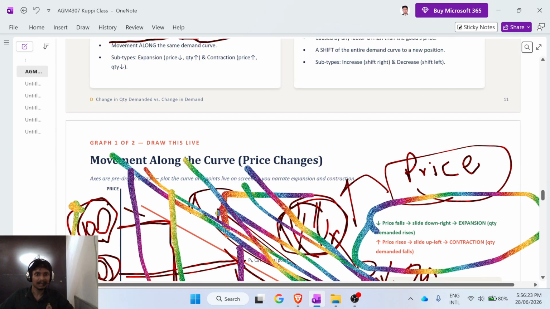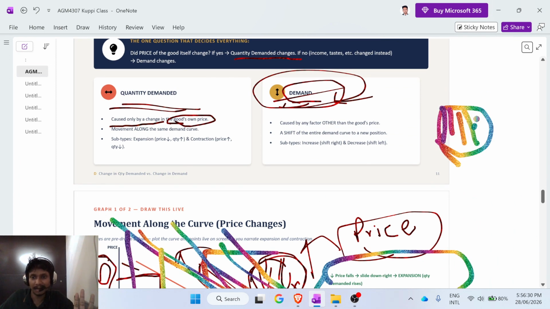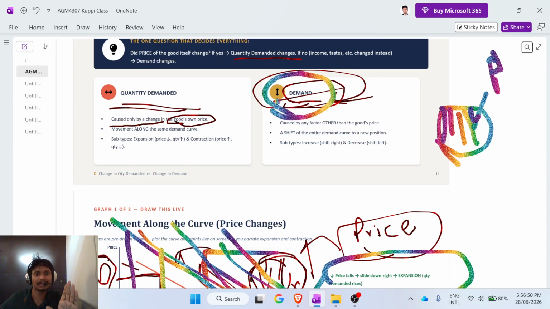This is the summary overall. There is a good, for example, pizza. If the price of the pizza changes, the quantity demanded will change. It is the quantity demanded that changes, but not price. That is the basic thing. Now we are going to discuss demand.